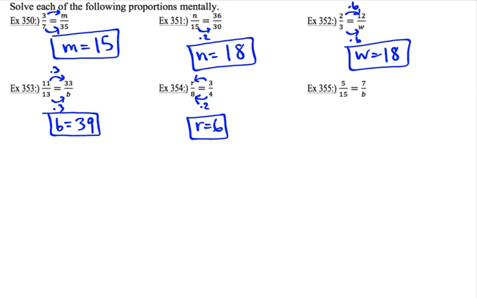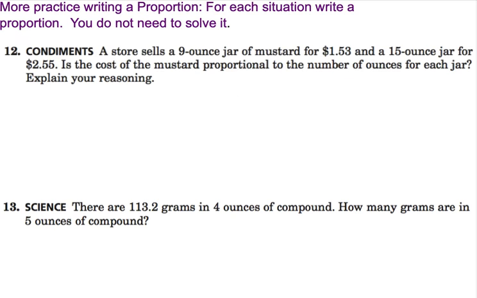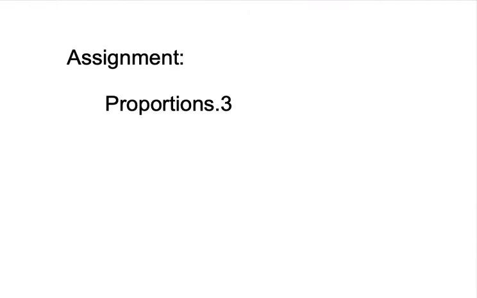5/15 equals 7 over b. To get from 5 to 15, I multiply by 3. So I can multiply by 3, getting from 7 to b. b is 21. Okay. I'm going to skip these for the video.